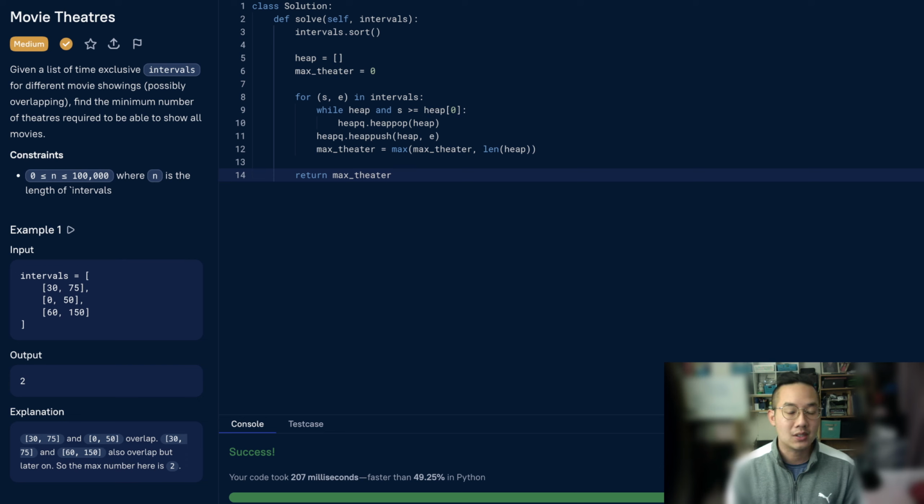Of course, sorting is n log n, and the pushing and popping of the heap is going to be a log n operation. Is it log n? Yes. So anyways, it's O of n, and the space complexity is 1. But this is how we can manage interval type problems.